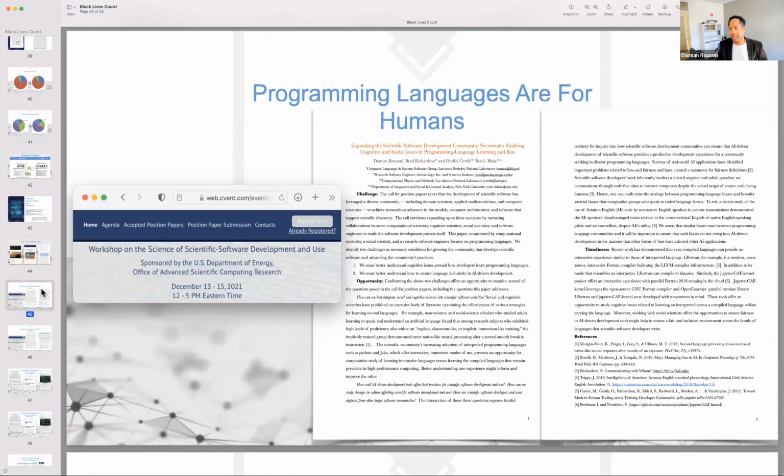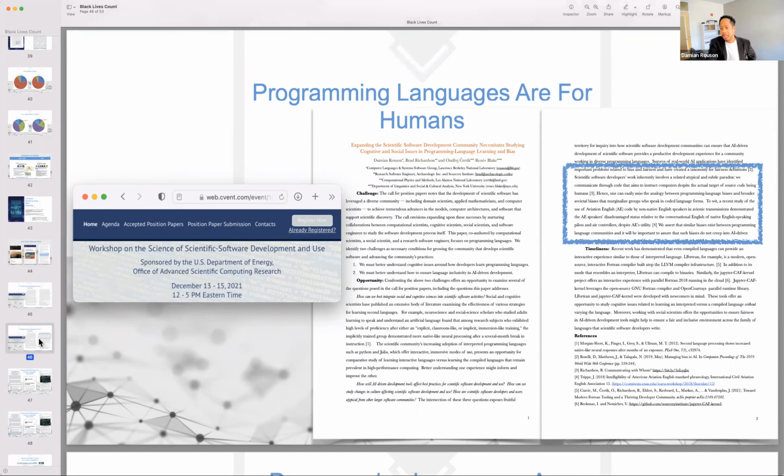Programming languages are human languages. Some of the biases that apply to spoken languages also apply to programming languages. This is a short two-pager that I submitted as a position paper to a workshop last December on scientific software, the science of scientific software. I collaborated with, this probably has the longest list of authors. Actually, there's a couple of names missing on this copy of it. We had five authors total, I think, for such a short paper.